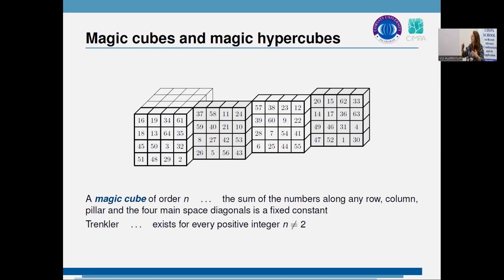And so we have a structure that is like a generalization of the concept of magic squares, and it was proved by Trenkler. He was my teacher. You will hear his name many times today. And he proved that magic cubes exist for every positive integer n except 2.